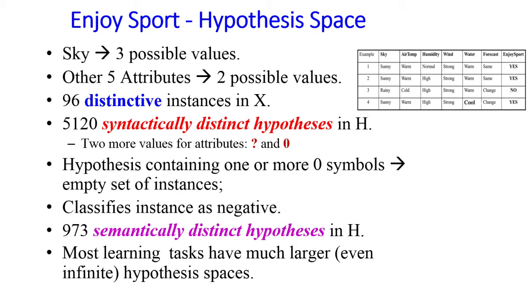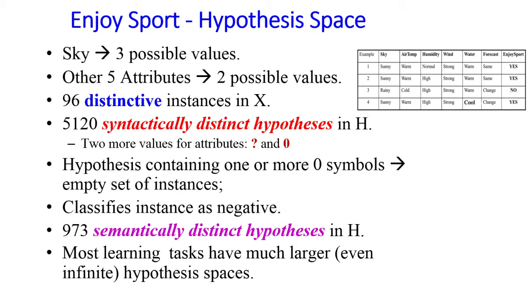Cloudy value is not shown. In the other 5 attributes, 2 possible values are taken. For example, in air temperature, the 2 attribute values are warm and cold. In humidity, it is normal and high. In wind, it is strong and normal. In water, it is warm and cool. In forecast, it is same and change.